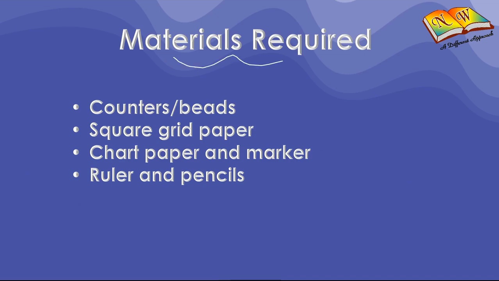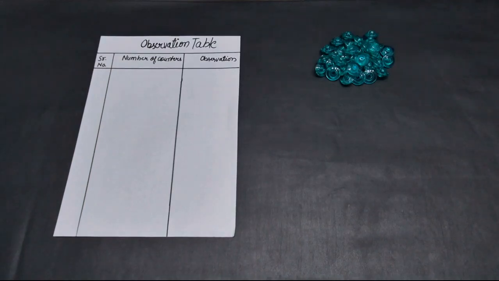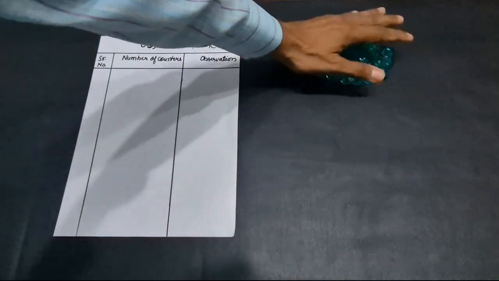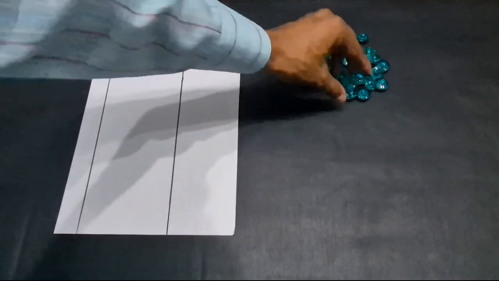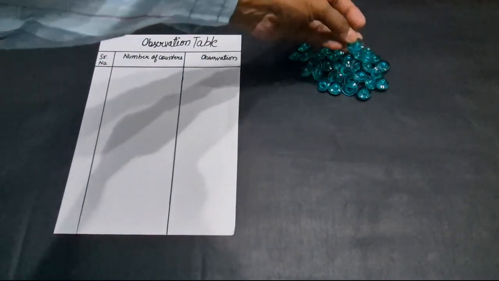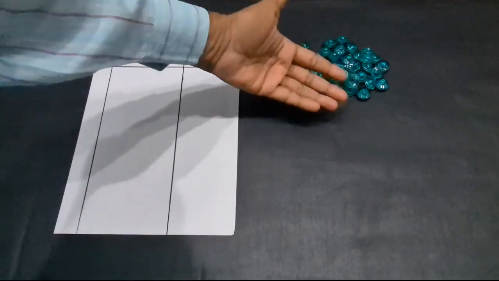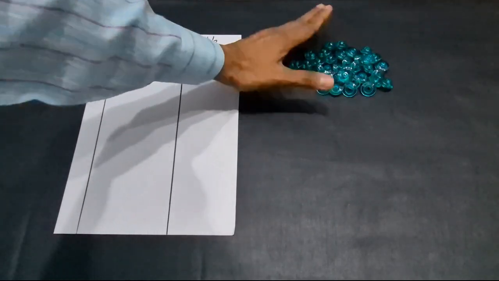The materials required to conduct this activity are counters, or you can use beads of different colors. We need square grid paper, chart paper, markers, ruler and pencils, which are the normal aids. So let's see how to perform this amazing activity. To perform this activity on square numbers and triangular numbers, you can see we have kept here some counters. You can use beads also, anything that is readily available, more than 15 of them, and that will work for this activity.